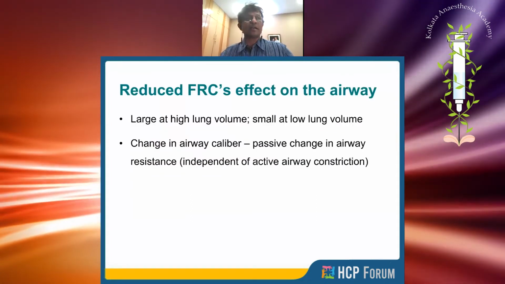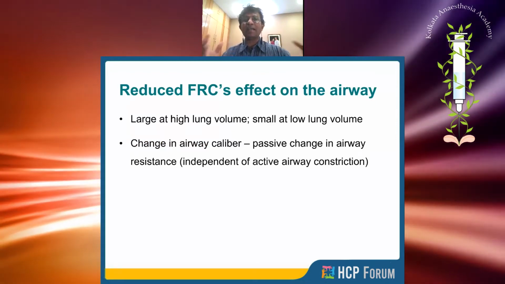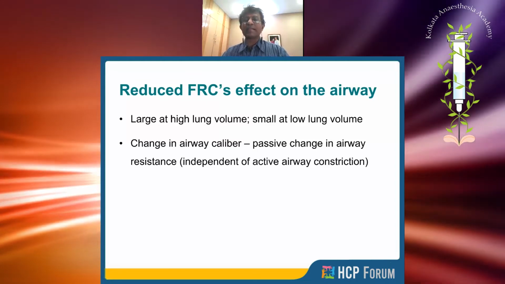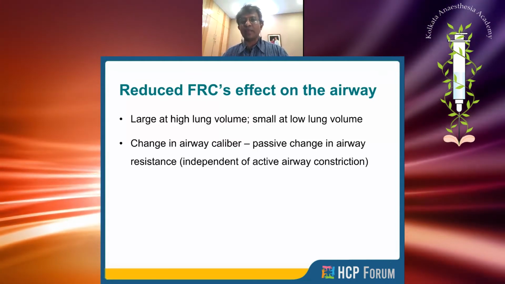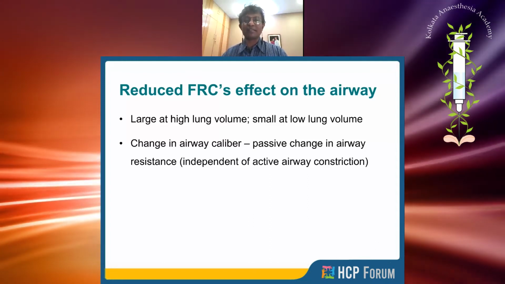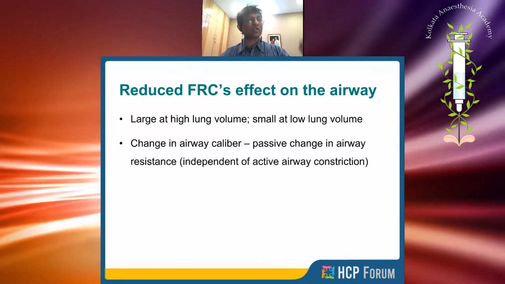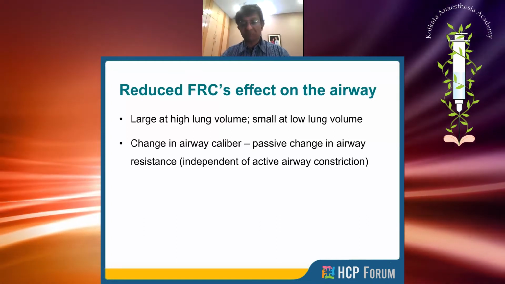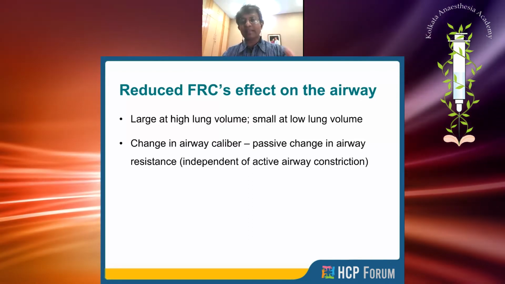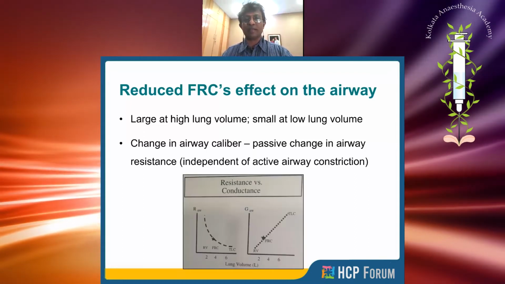So what is the reduced FRC's effect on the airway? At the high lung volumes the effect is large, and at the low lung volume it is too, and it can change the caliber of the airway. This is in one way a passive change in the airway resistance, which is independent of airway constriction. So FRC can also affect the dynamic behavior. The general anesthesia, by the reduction in FRC, can change the dynamic behavior of breathing as well.